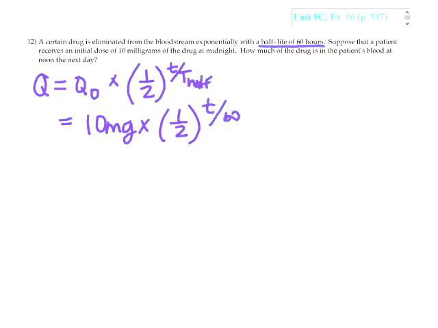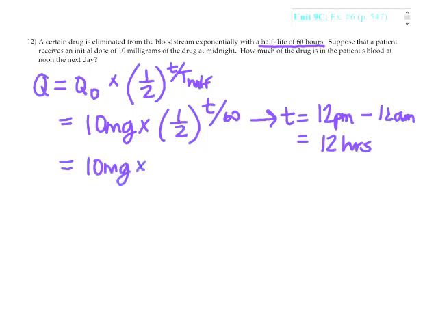Okay, and to solve for T, the time, we know that the patient was given 10 milligrams of the drug at midnight. So that's 12 a.m. And how much of the drug is in the patient's blood at noon the next day? So 12 p.m. the next day. So it's going to be 12 p.m., so noon, minus 12 a.m. And we want to determine how many hours between those times. So that's 12 hours. So little t is going to be 12.